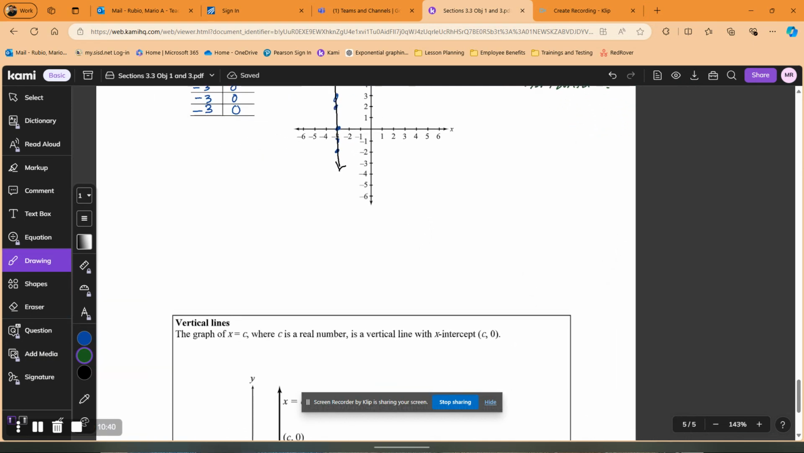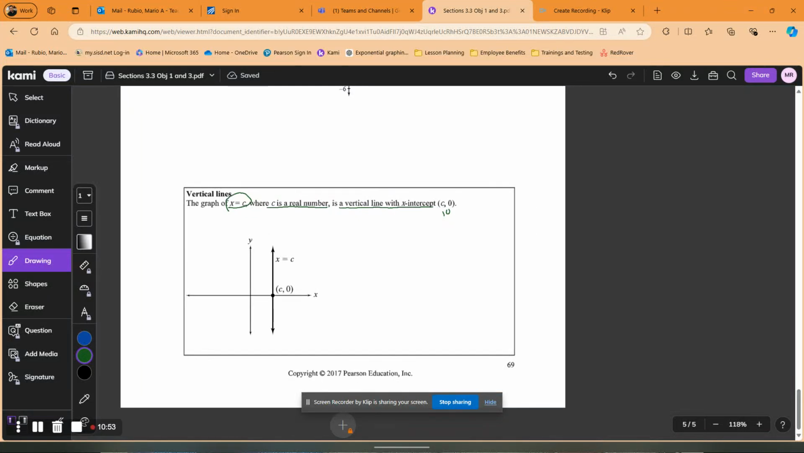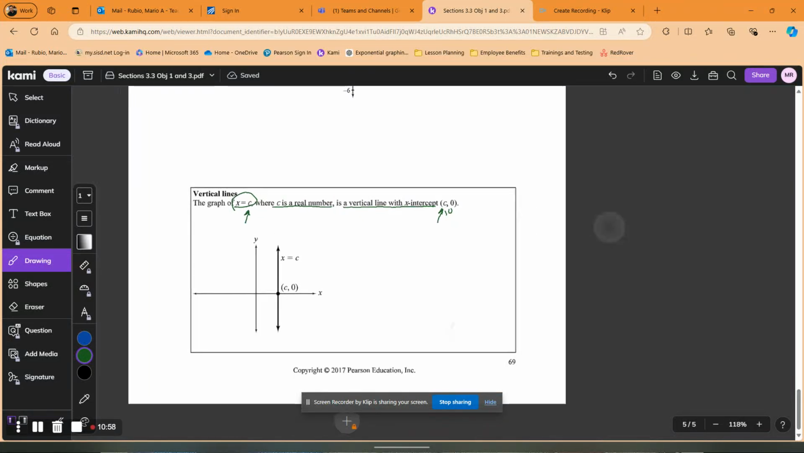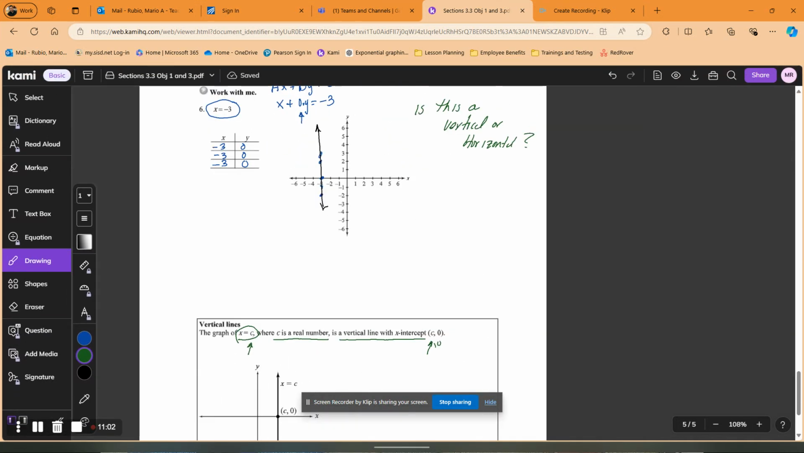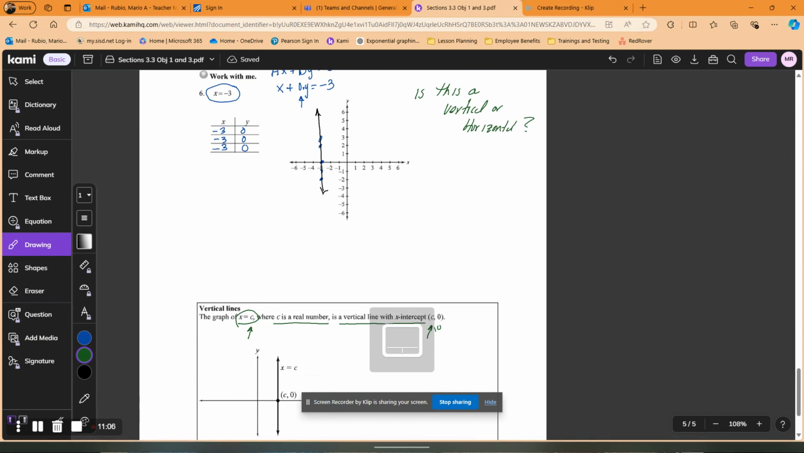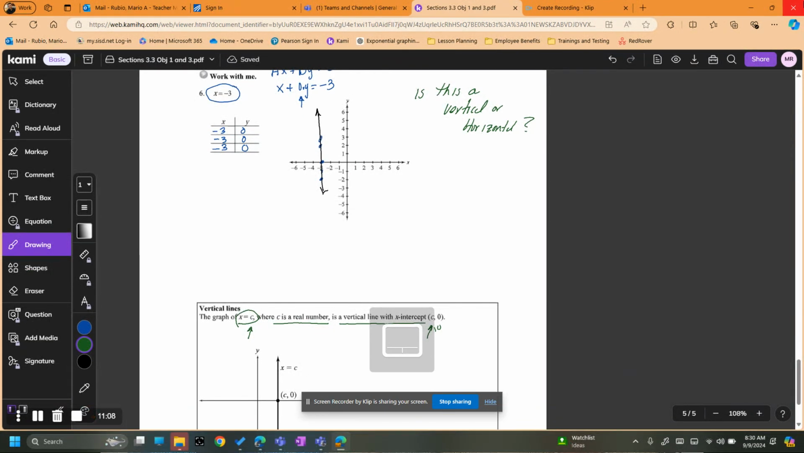Vertical lines: the graph where x equals c, where c is any real number, is a vertical line with the x-intercept at whatever the number is, comma 0. This and this will always be the same. Okay, and that's it for objectives 1 and 3. If you have any questions, let me know. You'll have some practice on this on Wednesday, and then we'll need to know these when we go into the next section, which is slope and intercept form.